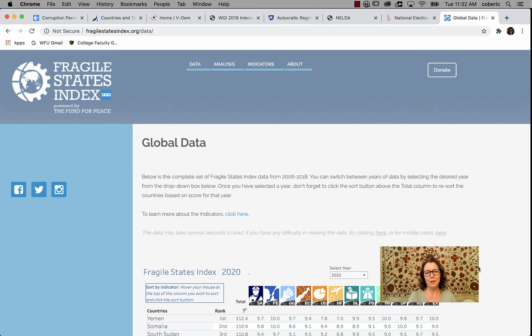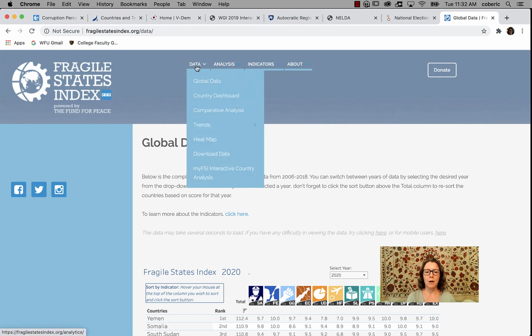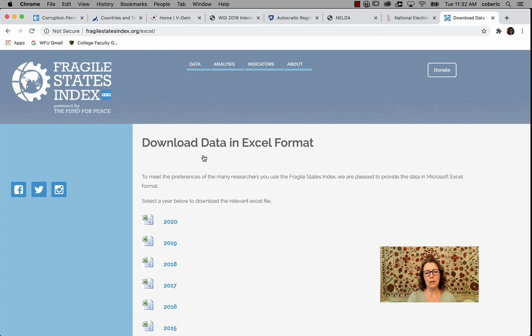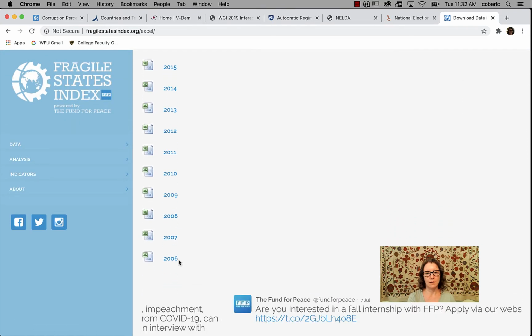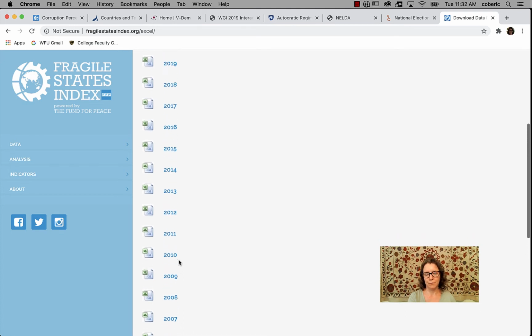The final 2 things you want to look at when you're looking at data sets is the complete and utter practical aspect of it. What is the scope of the data, and how do you actually access that data? So when I'm talking about the scope of the data, what I'm talking about is what years are covered and what countries are covered for each year. So here, if you go to download data, you can see that the Fragile States Index has information going back to 2006 up to the current year.